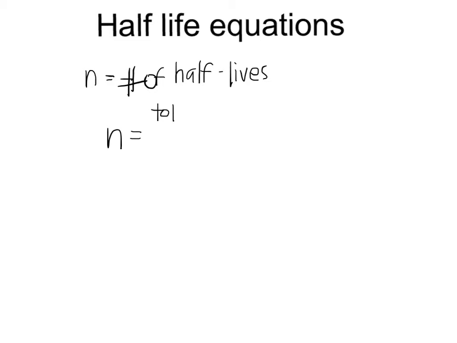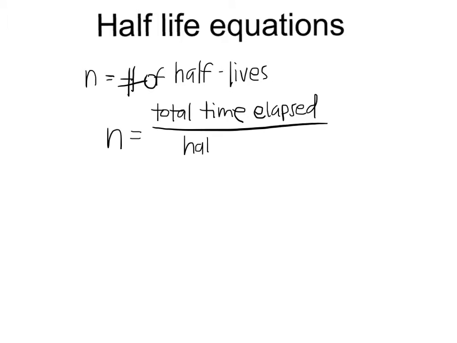The first one determines the number of half-lives. This is usually indicated by the variable lowercase n, and the number of half-lives, n, is basically how old an element, the isotope, is, so the total time elapsed divided by the half-life.